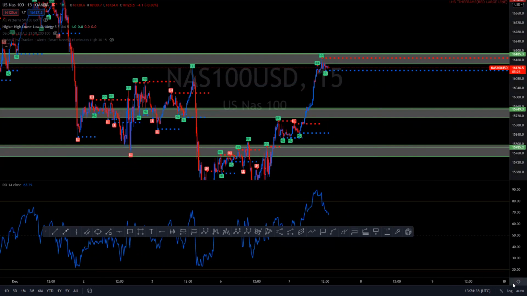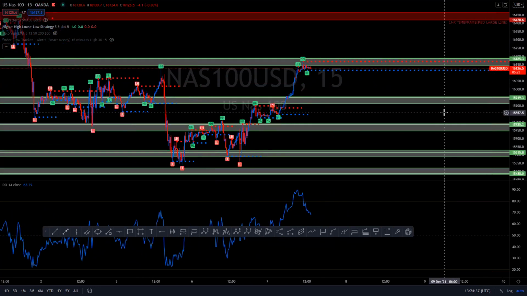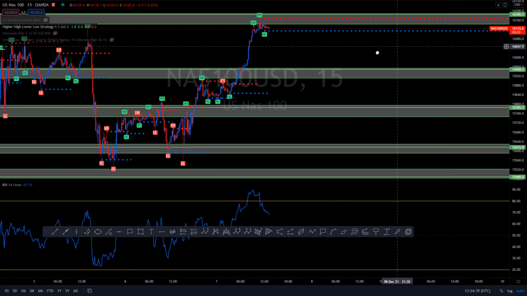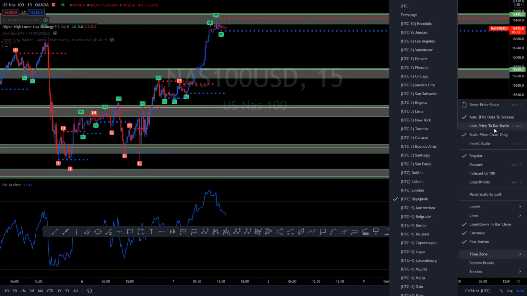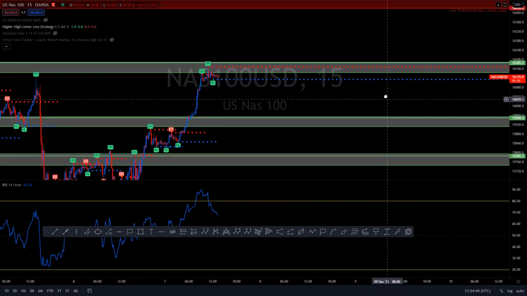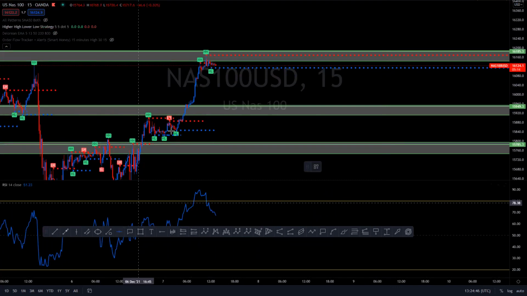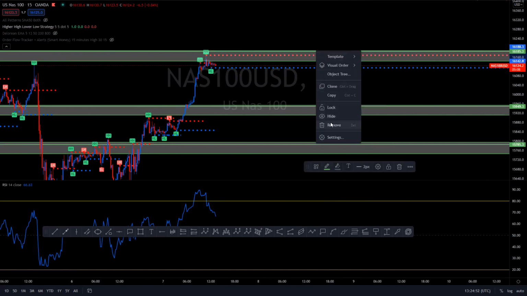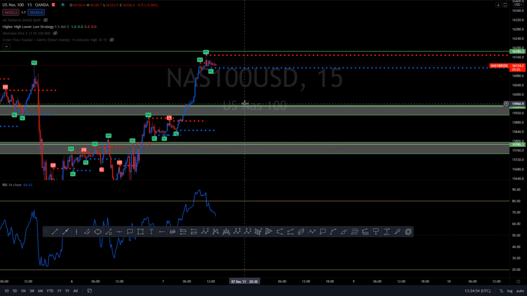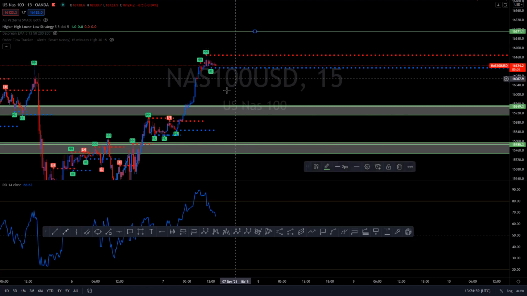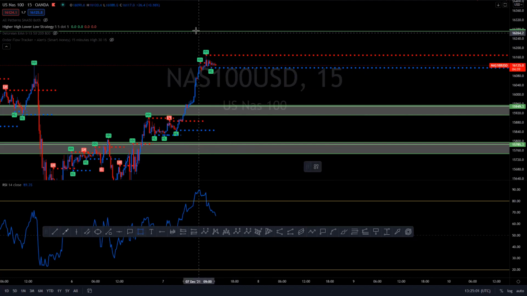Yeah, I was going to leave everything the way it is. So let's go back to this. Then at this point, I'm going to mark up my supply demand zone. So I'm actually going to erase this zone here and just put one right up here instead.